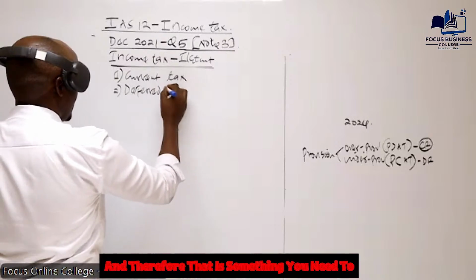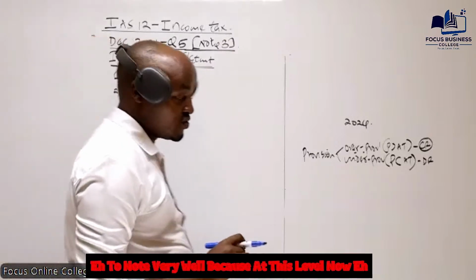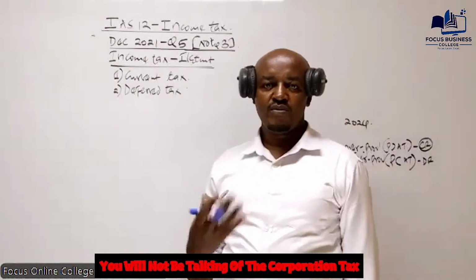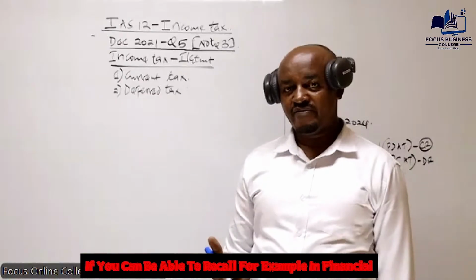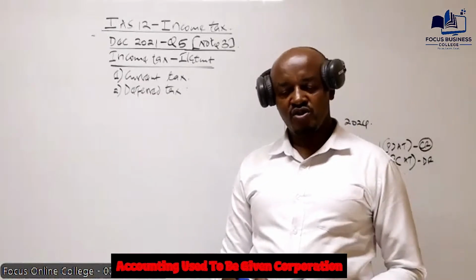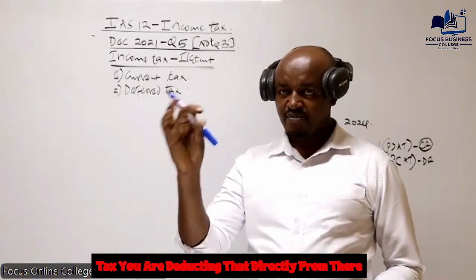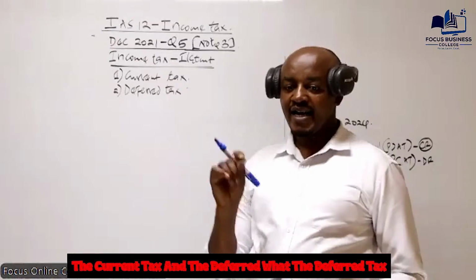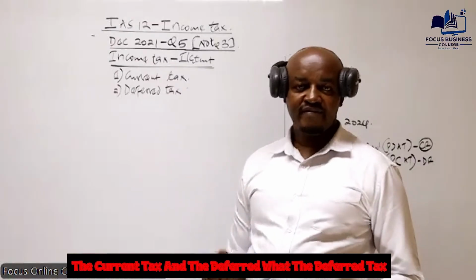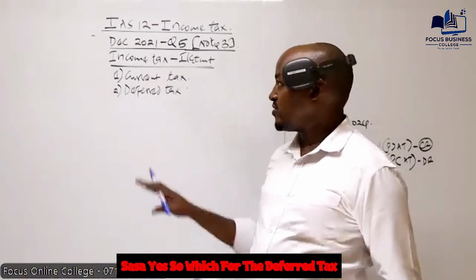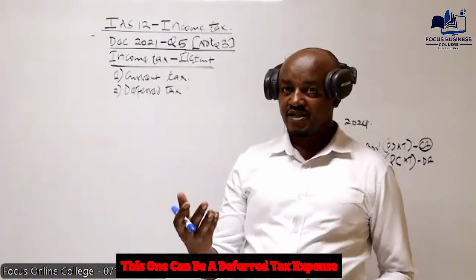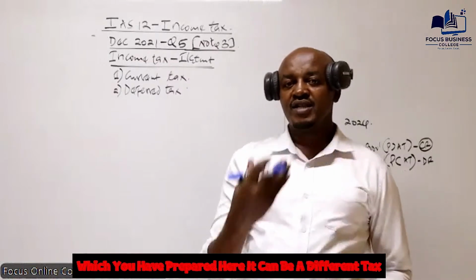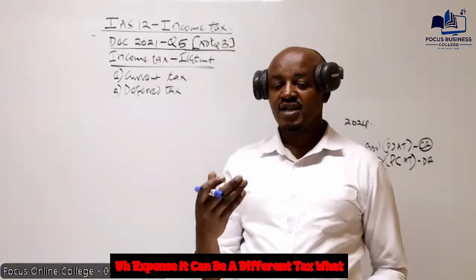The deferred tax. And therefore, that is something you need to note very well, because at this level now, you will not be talking of the corporation tax. If you can recall, for example, in financial accounting, you used to be given corporation tax. You are deducting that directly from the profit before tax. At this level, you'll be dealing with two components of taxes, the current tax and the deferred what? The deferred tax. Yes. So for the deferred tax, this one can be a deferred tax expense, like what you have computed from the deferred account, which you have prepared here. It can be a deferred tax expense. It can be a deferred tax what?